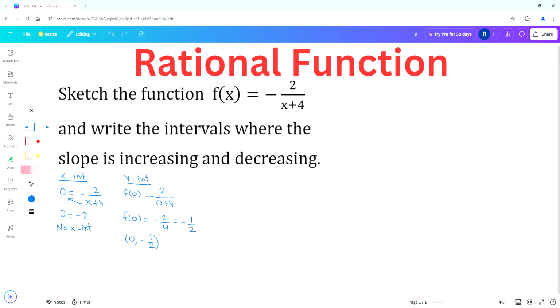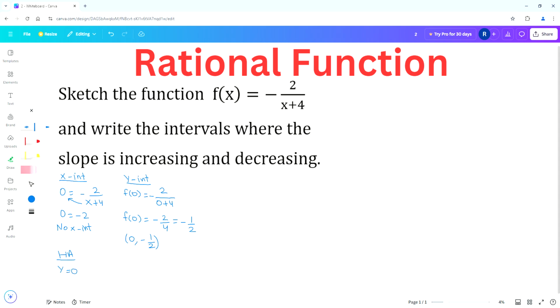Next, we can find the asymptotes for this function. Let's start with the horizontal asymptote. The degree of the numerator in this function is 0 because there is no x term in the numerator. The degree of the denominator is equal to 1 because there is an x term in the denominator. Since the degree of the numerator is less than the degree of the denominator, the horizontal asymptote for this function is at y equals 0 or the x-axis.